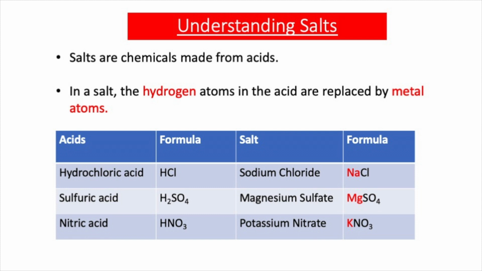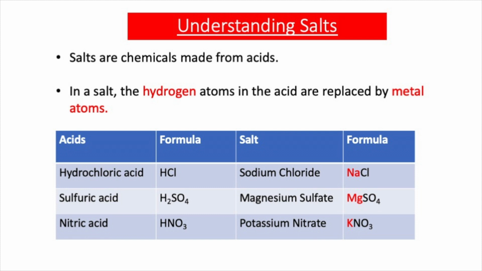Sulfuric acid has the chemical formula H2SO4. Magnesium sulfate is a salt made from sulfuric acid and has the chemical formula MgSO4. Once again, the hydrogen in the acid has been replaced by a metal, in this case magnesium. And finally, nitric acid has the chemical formula HNO3. Its salt is potassium nitrate, which has the formula KNO3. Once again, the hydrogen in the acid has been replaced by a metal atom.